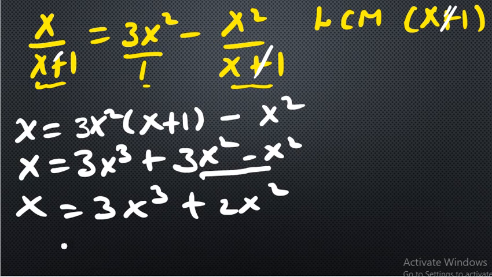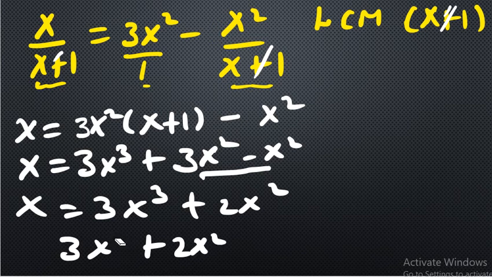And the next step, let's collect everything. What do we have now? 3x cubed plus 2x squared minus x is equal to 0. We can bring the x over and make it together, and then take out the common factor. When you take out the common factor, let's go to a new page.